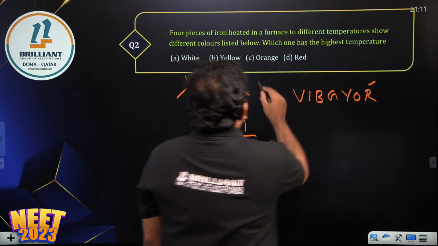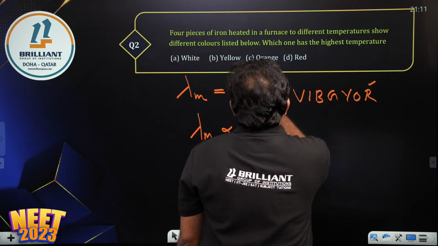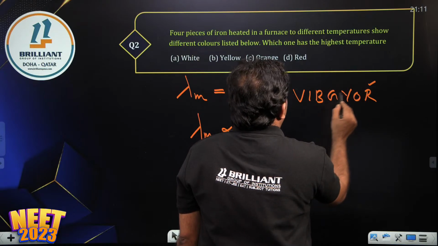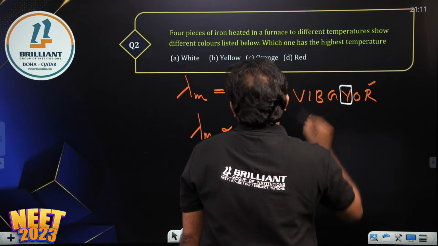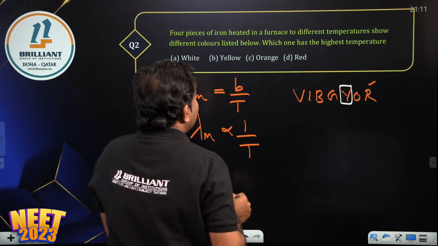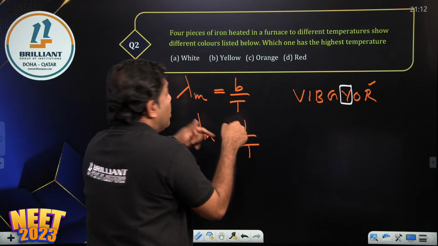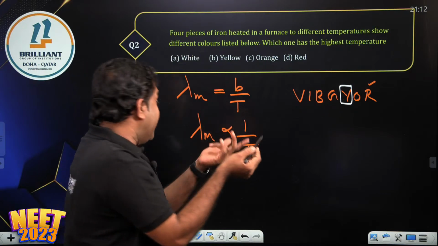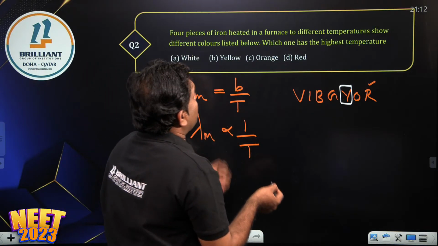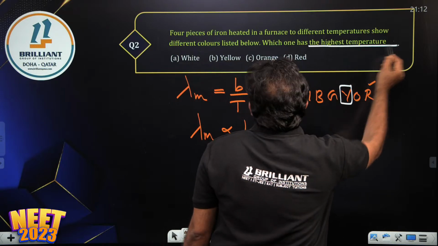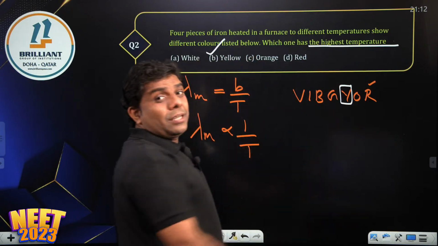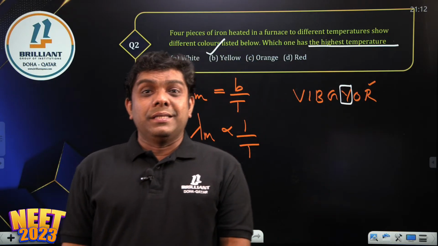Here yellow, orange and red are given. So I am taking yellow. We can say yellow has the least wavelength compared to the given colors. So yellow has the least wavelength, which means it has the highest temperature. So which one has the highest temperature? The right answer is option B, that is yellow.